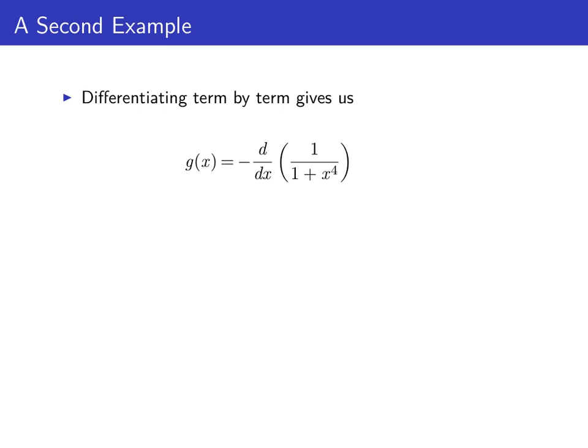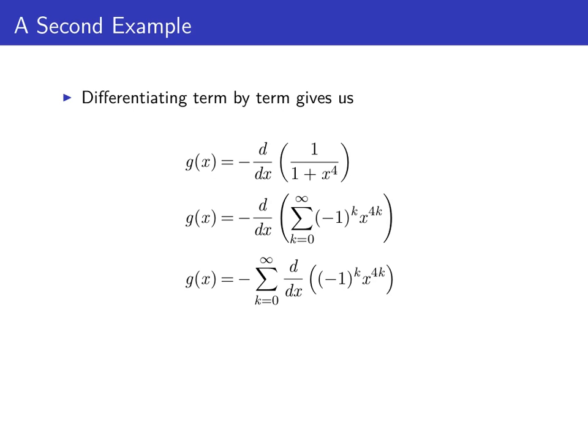Now, differentiating term by term will get us where we want to go. We start with g of x, which is the opposite of the derivative of 1 over 1 plus x to the fourth. We substitute in that power series we found for 1 over 1 plus x to the fourth. Then we differentiate the power series term by term. We then wind up with g of x being the sum, k goes from 1 to infinity, -1 to the k plus 1 times the derivative of x to the 4k, which is 4k x to the 4k minus 1.